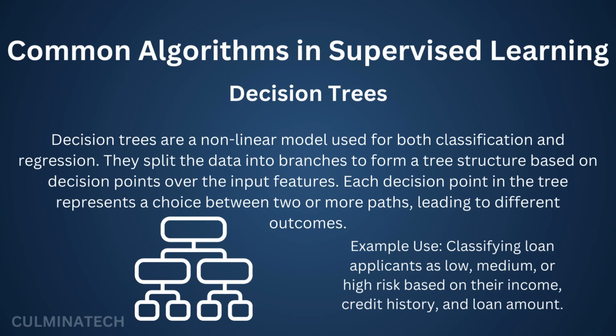So they're a nonlinear model. They're used for both classification and regression. And they split data into branches to form a tree structure based on decision points over the input features. So each decision point in the tree represents a choice between two or more paths, leading to different outcomes.